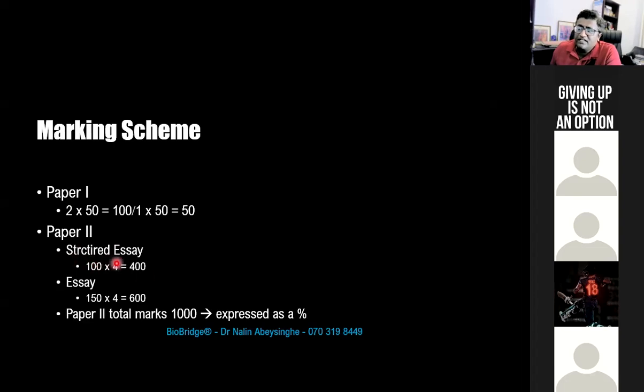Sorry, the spellings are different. The structured essay is allocated 100 marks each, and so it will be 400. Essays, it will be given 150 marks each into 4, so it will be 600. So the whole second paper will total 1000 marks and it will be expressed as a percentage of 100, right?